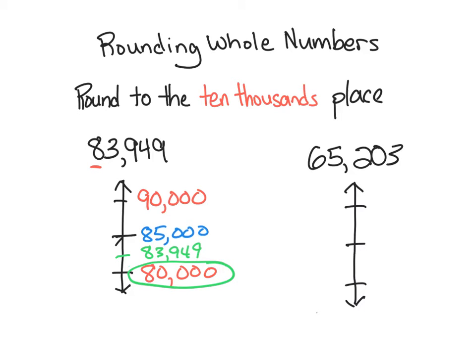Okay, in the next one, we see the number 65,203. The 6 is in the 10,000s place. So that would be 60,000 for my low. My high would be 10,000 more than that, which would be 70,000. Halfway between 60 and 70,000 is 65,000. Our real number is 65,203. That is a little bit bigger than 65,000. So we plug it in, and we would say that one would round to 70,000.